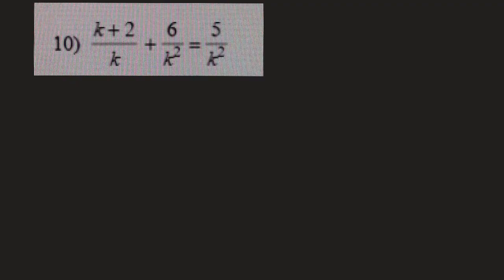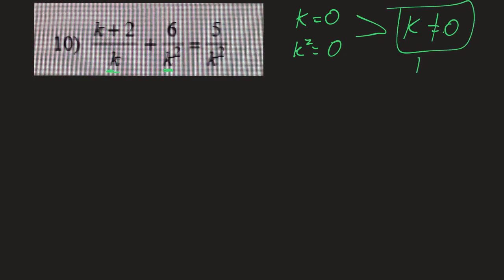So if we look at number 10, you'll see, hey, this seems pretty familiar. It looks just like what we've been doing previously. And there's not really any factoring for us to do to make this complicated. So let's start by figuring out what our excluded values are. So I see k and k squared, and those are both just going to give me the same excluded value. k equals 0 and k squared equals 0. Both of these just lead me to say, hey, k equals 0. And that is not a good value, so let's remember to exclude that from our answer list. So remember, 0 is not a good answer.